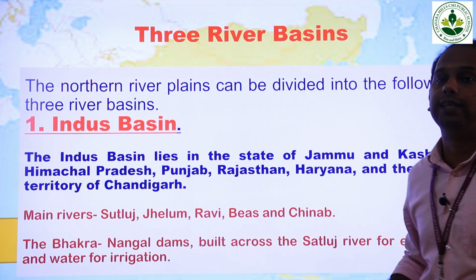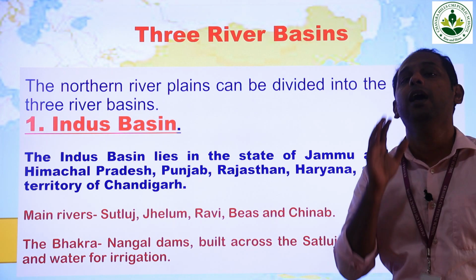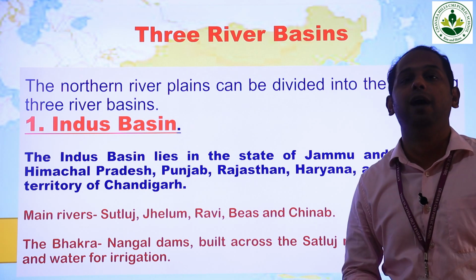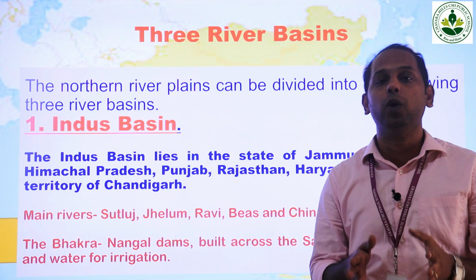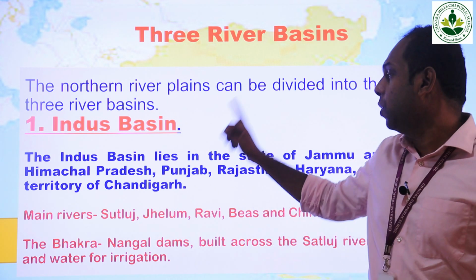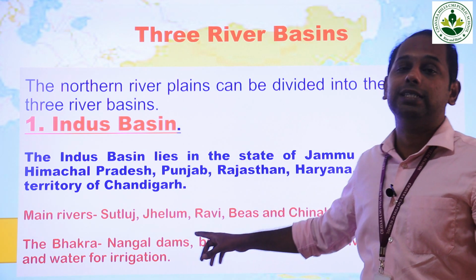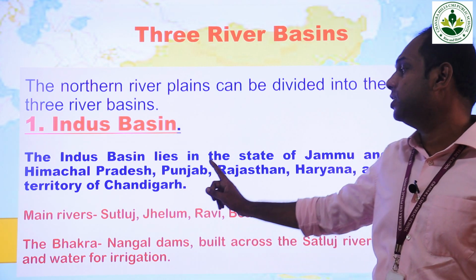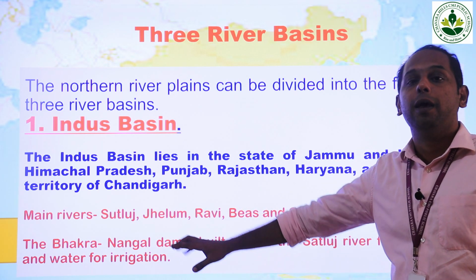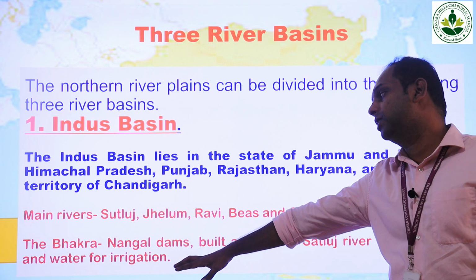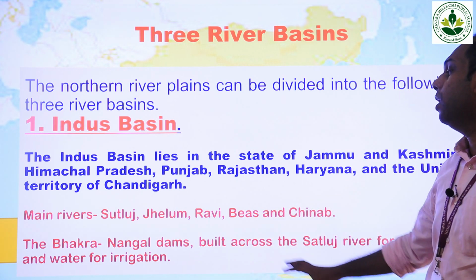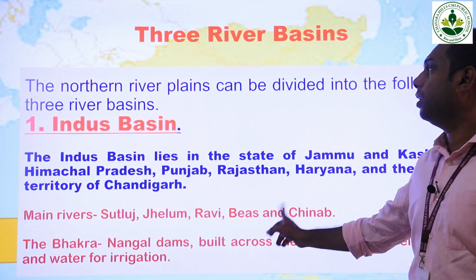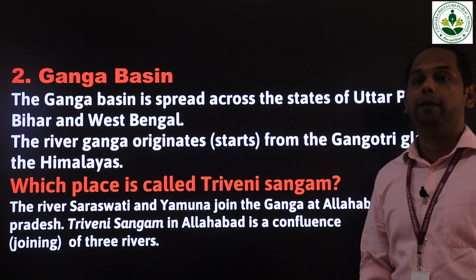And you should also understand Bakra Nangal Dam is the second tallest dam in Asia. And do you know which is the first tallest dam in Asia? It is called Hirakud Dam. Hirakud Dam is the first and the tallest dam in India, which is located in the state of Odisha, and the second biggest and the tallest dam is called Bakra Nangal Dam, which is built on the border of Punjab and Himachal Pradesh.